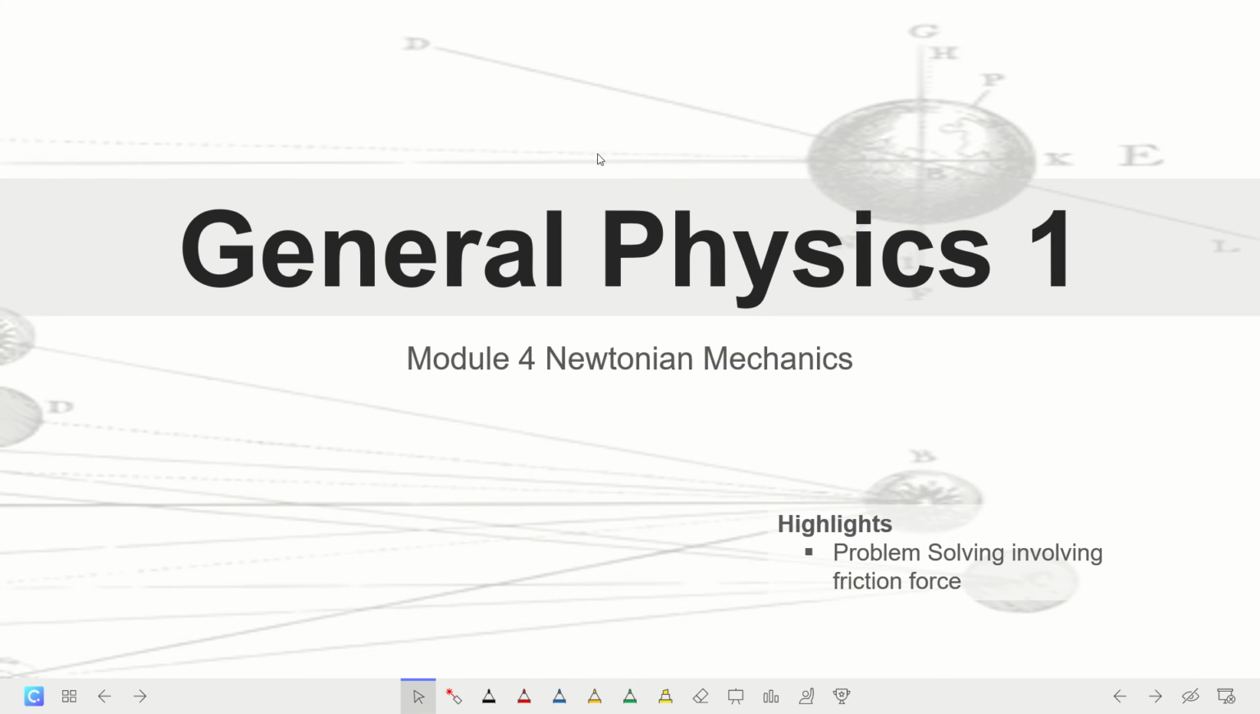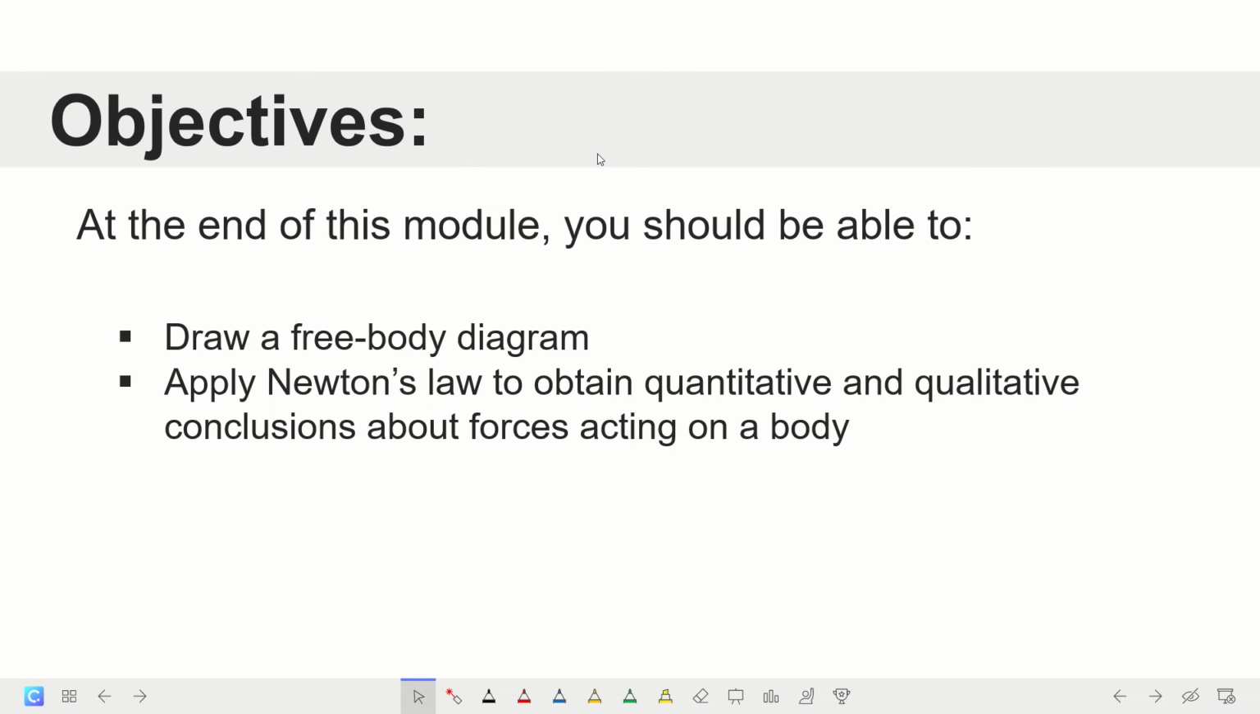So the objectives in this lesson are for you to draw a free body diagram involving friction forces and to apply Newton's laws of motion to obtain quantitative and qualitative conclusions about the forces acting on a body.